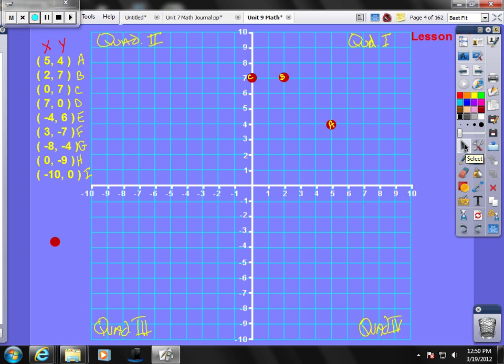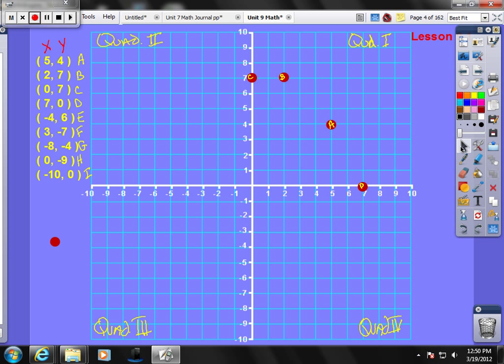Now we're going to go ahead and do D. Now D is interesting too because D says, well, now I'm going 7, positive 7, left or right. 1, 2, 3, 4, 5, 6, 7. And now 0 up or down. So that means it's going to stay right at that point. That is point D.